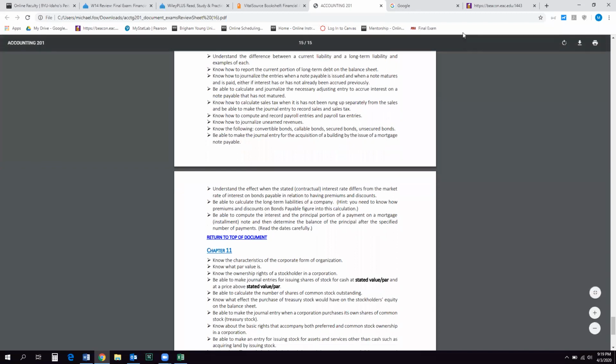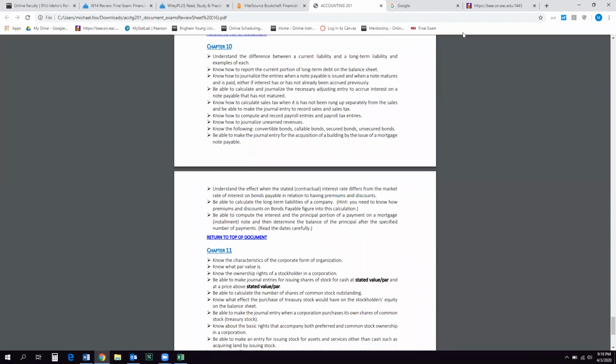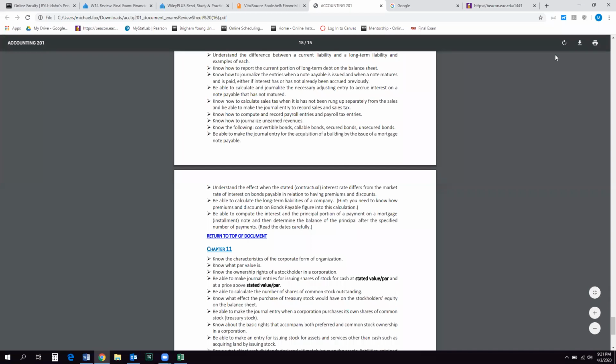Now let's take a look at chapter 10. The first one is to understand the difference between a current liability and a long-term liability and examples of each. I think you guys know that pretty well, but a current liability is a liability that is going to come due within the next year, and a long-term liability is a liability that is due in more than a year. The most common examples of current liabilities would be things like accounts payable, which is usually due within the next 30 days or so, or a short-term note payable of some sort.